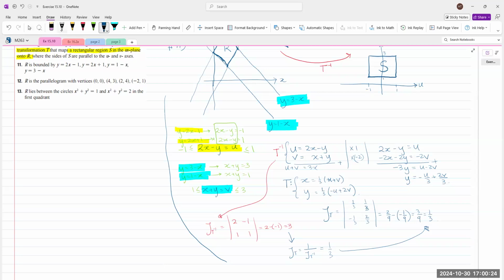Okay, number 13. Number 13, R lies between circles with radius 1 and radius radical 2 in the first quadrant. Oh, okay, so we have something that looks like this, approximately, right?